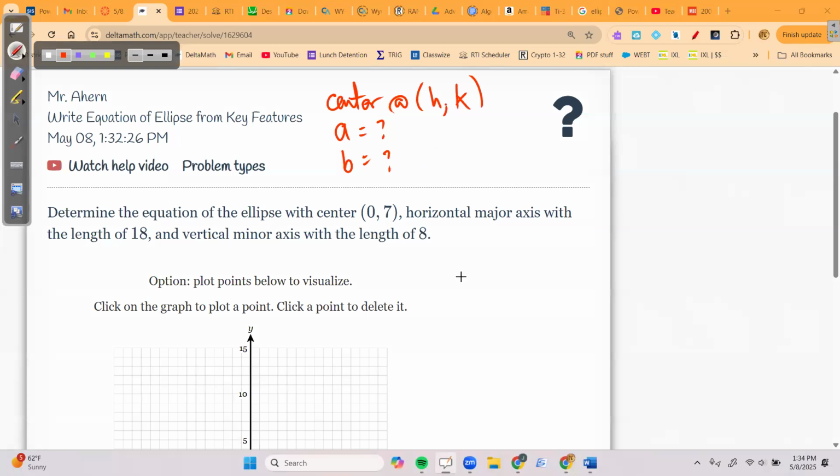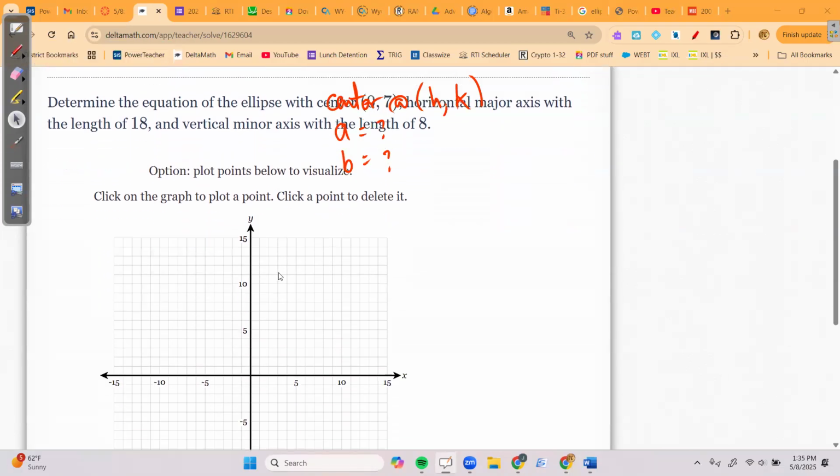So let's start with this one on the screen here. It says to write the equation if the center is at 0, 7. So this is kind of nice. Delta Math will just let you tinker around and plot points. So I'm going to start by putting a point at 0, 7, and that is the center. And then the horizontal major axis with a length of 18. So since the whole axis is 18, you just need to go out 9, a distance of 9 each way.